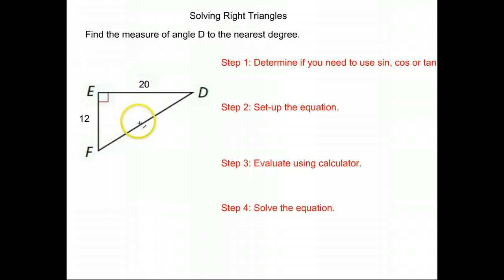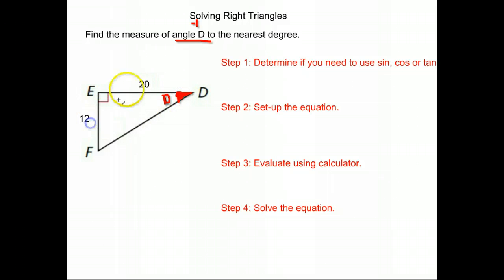All right, here's one more example. We're asked to find the measure of angle D. So here's our angle D. And again, I'm trying to find an angle, so I know I'm going to be working with inverses. Here's my angle. I don't know its measure. What do we need to use? Sine, cosine, or tangent?